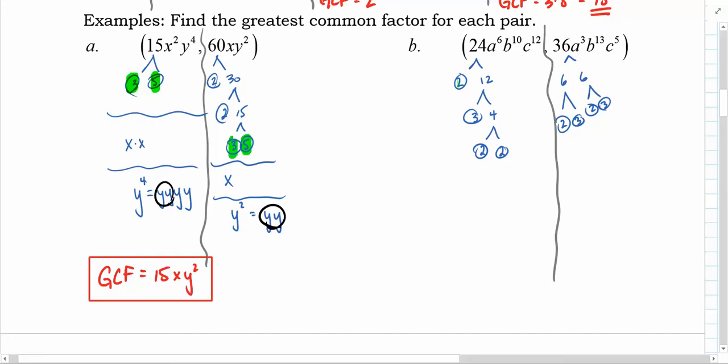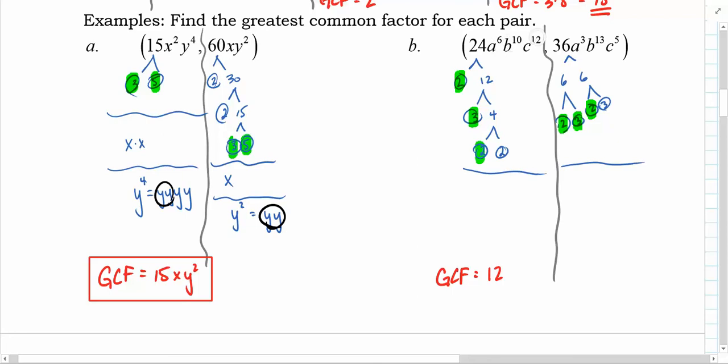When I look for parts that they have in common, we have at least one 2. We have a 3 that's common, and we have another 2 that's common to all of them. So the numeric portion of the GCF here is 2 times 3 times 2. They each have two 2's and a 3 in common. 2 times 3 is 6, times 2 again is 12. So I know the numeric portion of our GCF is 12.